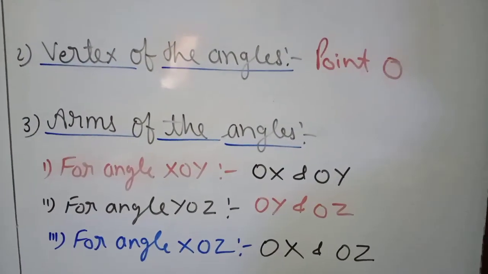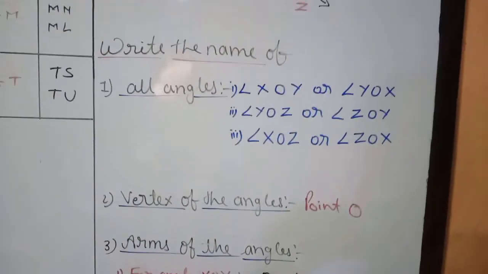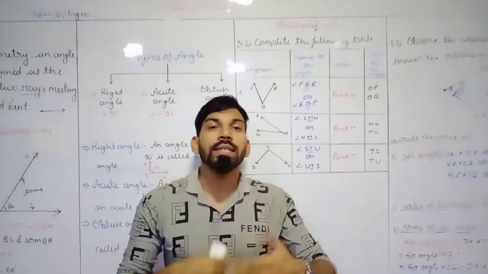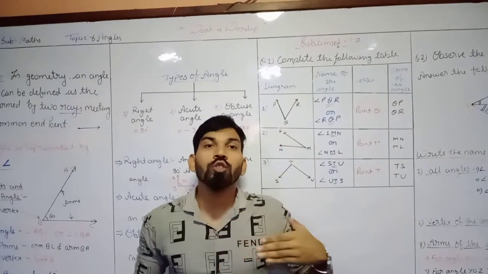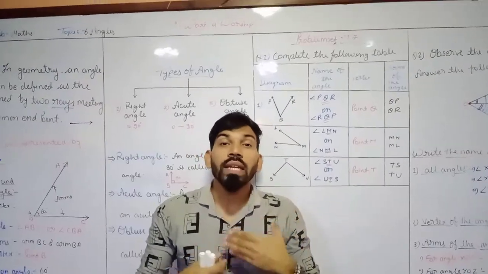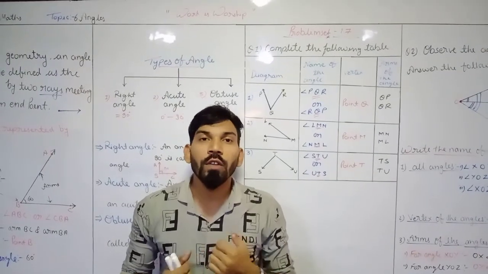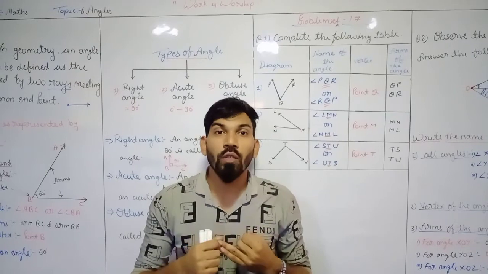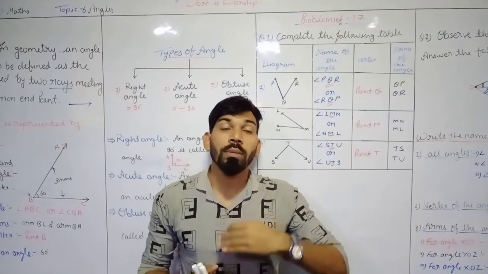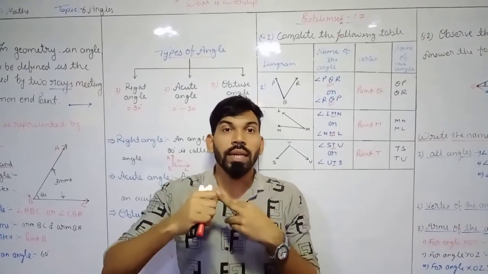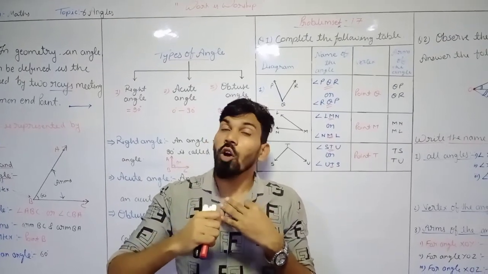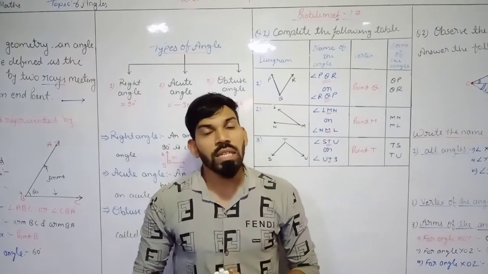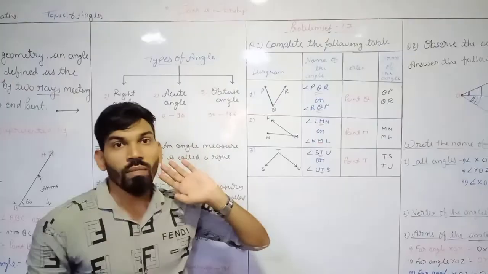So this way, today we learned about the angle, what an angle is, how the angle is formed, how we can give a name to the angle, and how we can find the various components of an angle like arms of the angle, vertex of the angle and names of the angle. We learned about the three main types of angle: right angle, acute angle and obtuse angle. Apart from that, we did the problem set number 17.